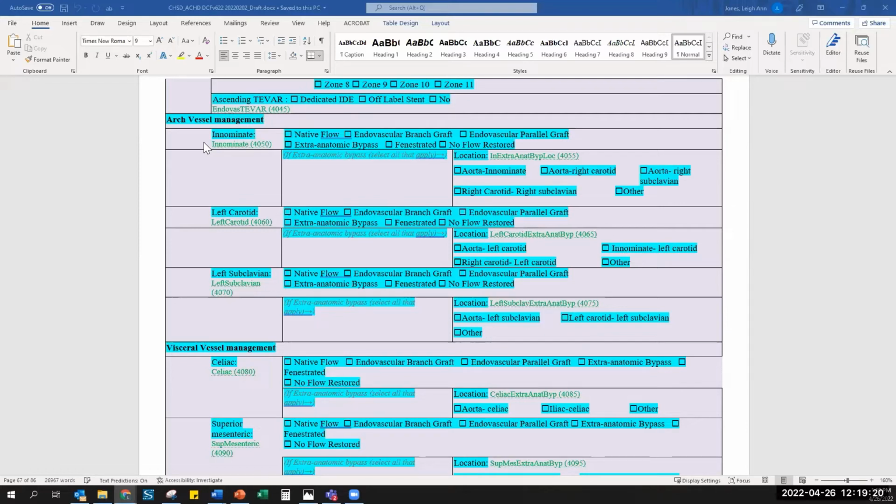The third choice is endovascular parallel graft. These are covered stents in aortic side branches parallel to and outside the abdominal or thoracic endograft. I don't see this one used that often. So if the artery is instrumented with a separate endovascular graft that does not extend from the aortic endograft, so this one doesn't actually touch the aortic endograft, it's just sort of parallel to it, then you would select endovascular parallel graft. The fourth choice is extra anatomic bypass.